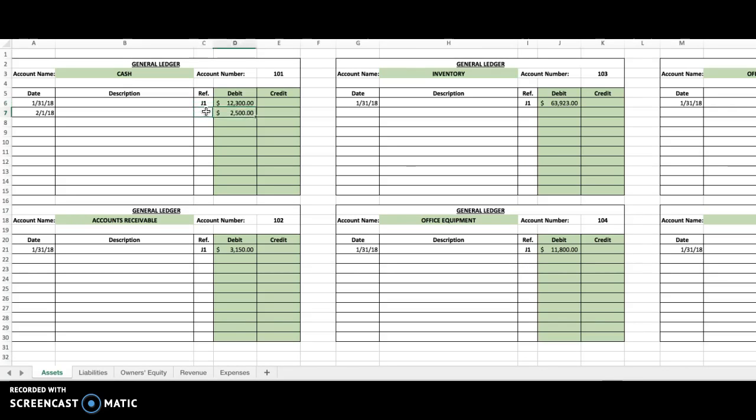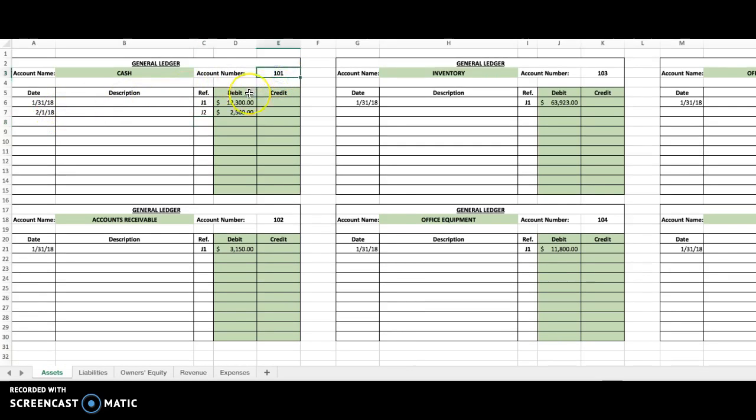Now, where did the 2,500 come from? Well, it came from the journal page 2. So we put J2. So if there's a need to go back and see where in the journal this information came from, we can tell in the reference column. Now, the last step in the posting is to go back to your journal. You don't see it on the screen, but hopefully you have it in front of you. There's also a reference column in the journal, and on the same line as cash, in that little reference column, you put 101. Back in the ledger, you see that cash is account number 101. So we use that account number in the reference column on the same line as cash in the journal.